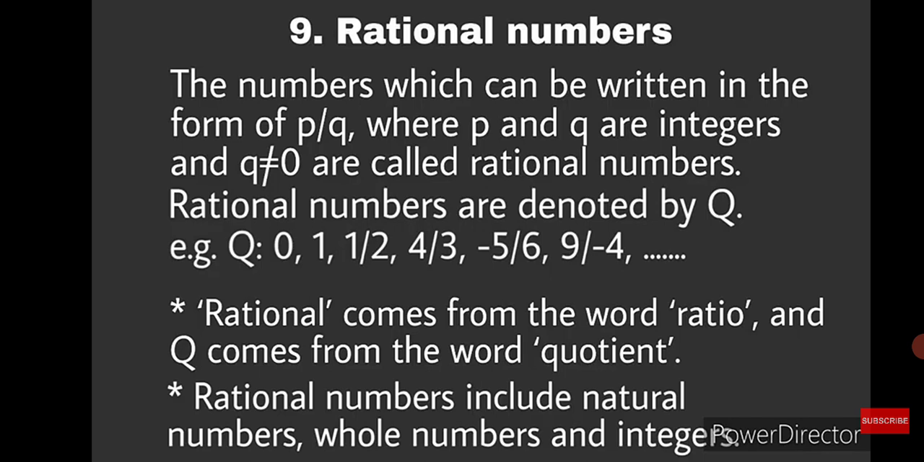Rational numbers are denoted by Q. The numbers which can be written in the form of p by q, where p and q are integers and q is not equal to 0, are called rational numbers. For example, 0, 1, 1 by 2, 4 by 3, minus 5 by 6, 9 by minus 4 and so on. Rational comes from the word ratio and Q comes from the word quotient.